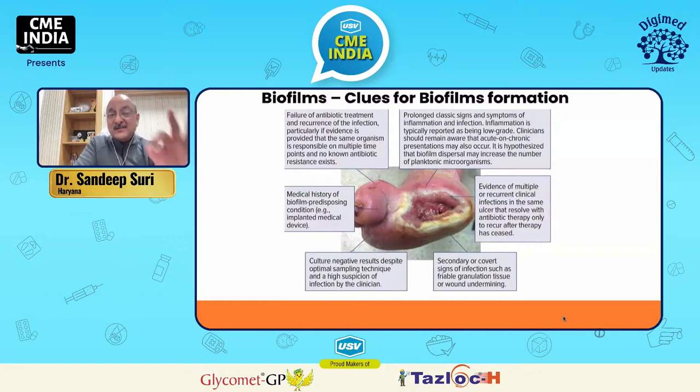Culture negative results despite optimal sampling technique and a high suspicion of infection by the clinician, you are dealing with a biofilm. Secondary or covert signs of infection such as friable granulation tissue or undermining or tunneling, and involvement of bone or osteomyelitis, definitely you are dealing with a biofilm.